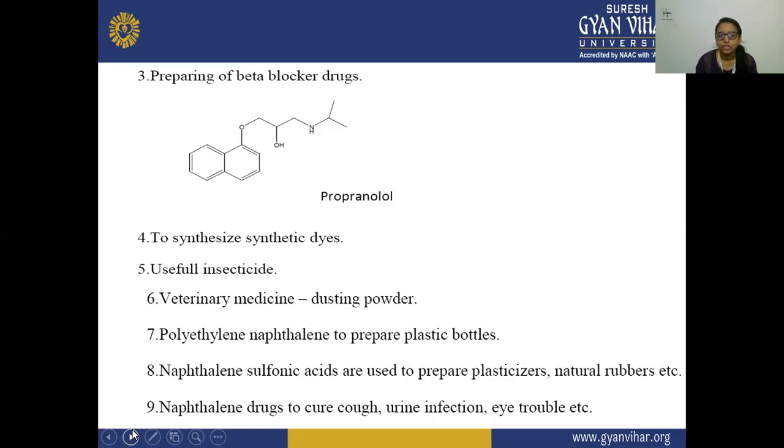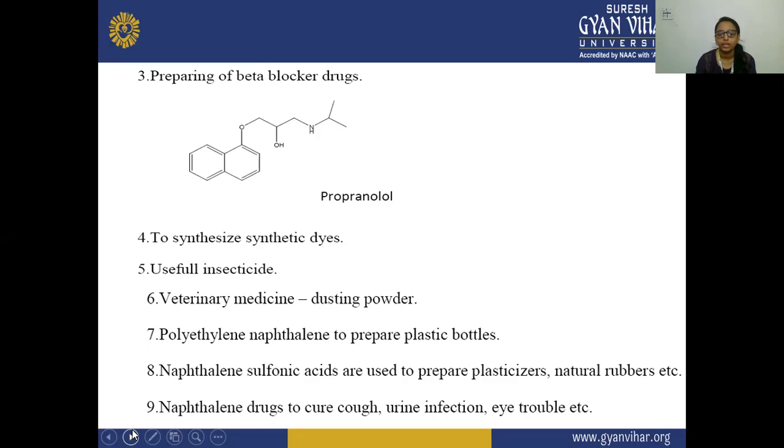Then the fifth use of naphthalene is that it is also useful as an insecticide, meaning it is used to kill insects. Next is veterinary medicine. Here naphthalene is also used in veterinary medicines, as it is used in dusting powder. That dusting powder is used for veterinary purposes. That is why naphthalene is used in the production of veterinary medicine.